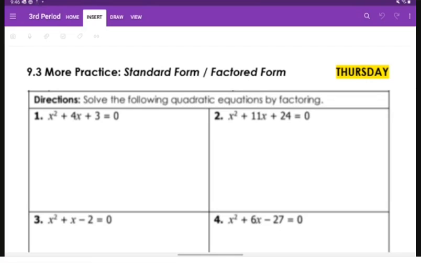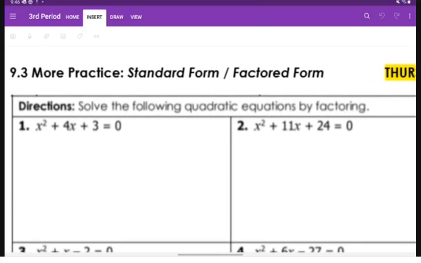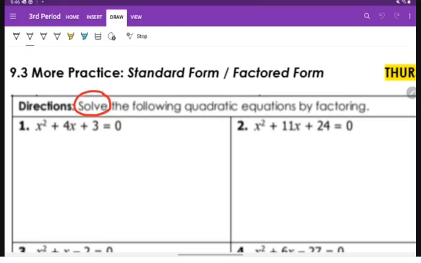Take a look at the top of the Thursday page. The instructions say, solve the following quadratic equations by factoring. And this word is what I want to point out. It says solve. So this problem is a little bit different than the examples we were working on yesterday. Specifically, it wants us to find solutions. That's what solve means. Find solutions.